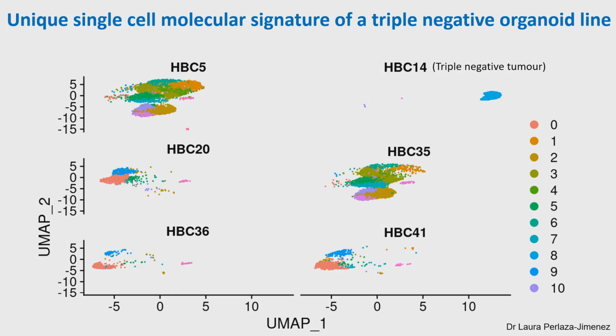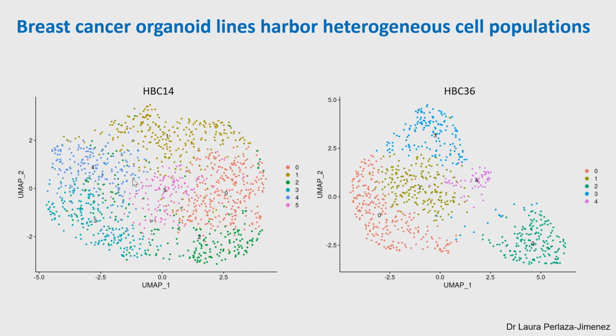And then when we focus specifically on 1 line, for example, HBC14, you can see also that we can maintain cellular heterogeneity within a line. Because in this context, you can see that for HBC14, we've got the presence of 6 different clusters. And it's really mimicking what you would observe in primary tumors, where it's expected to have a very high number of cell populations.